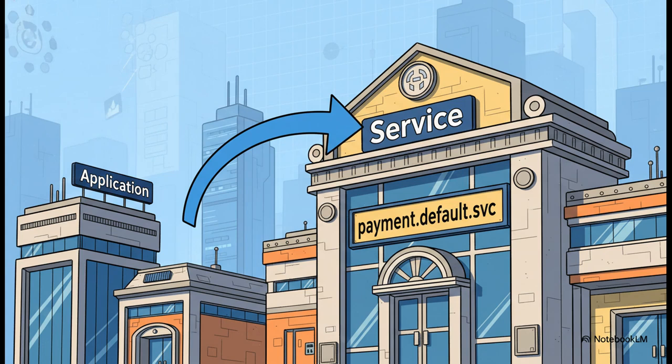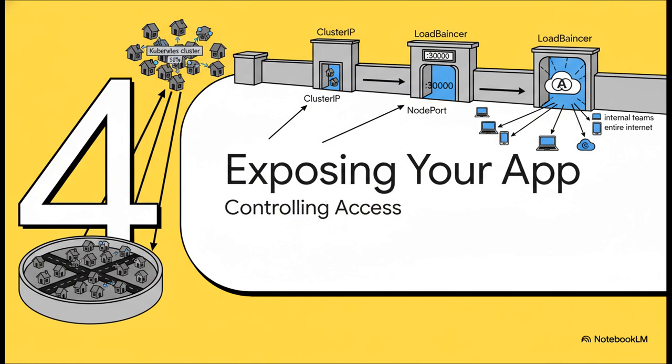And as if that wasn't enough, Kubernetes makes it even simpler. Every single service gets its own stable, built-in DNS name inside the cluster. So now, other apps don't even need to know the service's IP. They can just use a nice, human-readable name like payment.default.svc, and that name is the one thing that will never change.